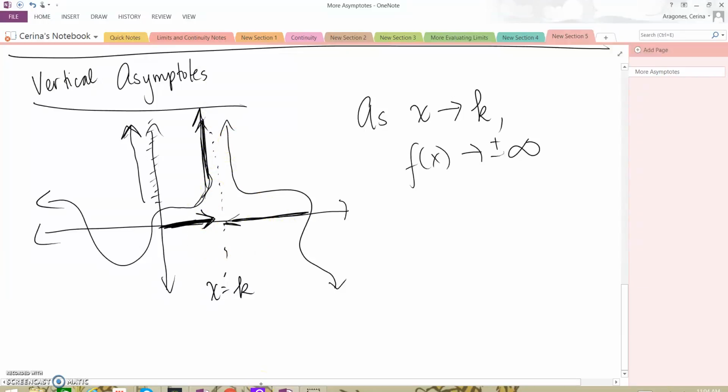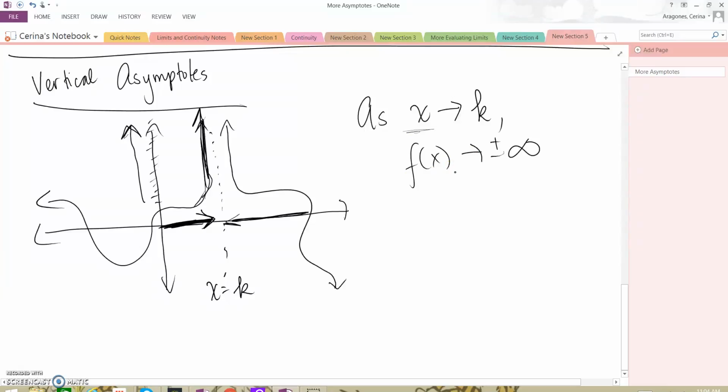As x gets closer to some specific value, y grows really, really large to infinity or decreases to negative infinity. So it's kind of like the opposite of a horizontal asymptote. In a horizontal asymptote, x is the one approaching infinity and f of x is the one approaching a value. Whereas in a vertical asymptote, x is approaching a value and f of x is approaching plus or minus infinity.